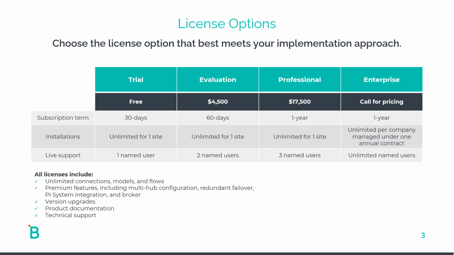Licenses include unlimited connections, models, configuration, objects. We want to make it easy for you to take the Intelligence Hub and really unlock the true value of your data. This will enable users to have premium features such as multiple hub configuration, redundant failover, PI integration, and even an embedded MQTT broker. Our license also includes version upgrades, technical support, even product documentation.